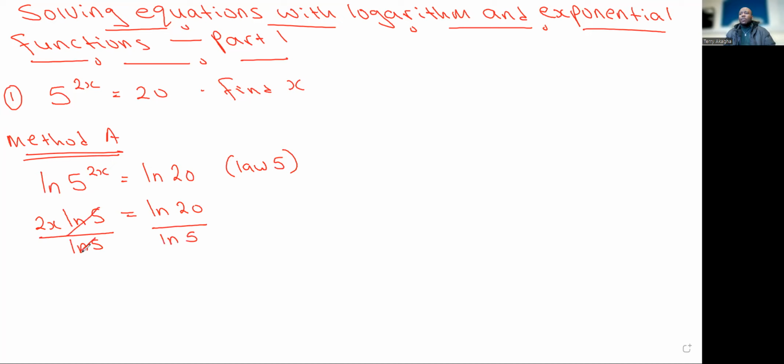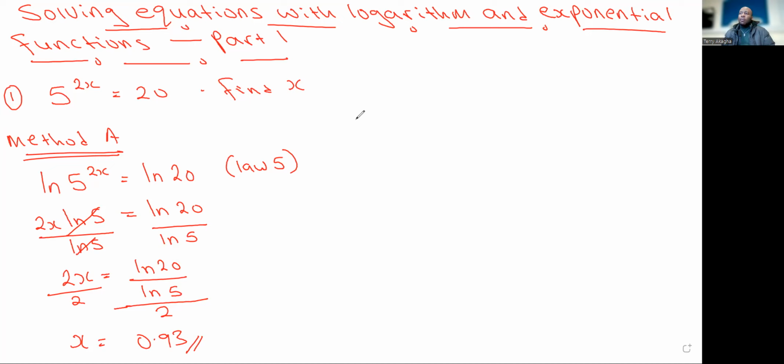So this is going to cancel that. So we have 2x is equal to ln 20 divided by ln 5. Then we're looking for x, so we divide both sides by 2. So x will be equal to ln 20 over ln 5, divided by 2. You get an answer, and then you divide it by 2, and you should get 0.93.